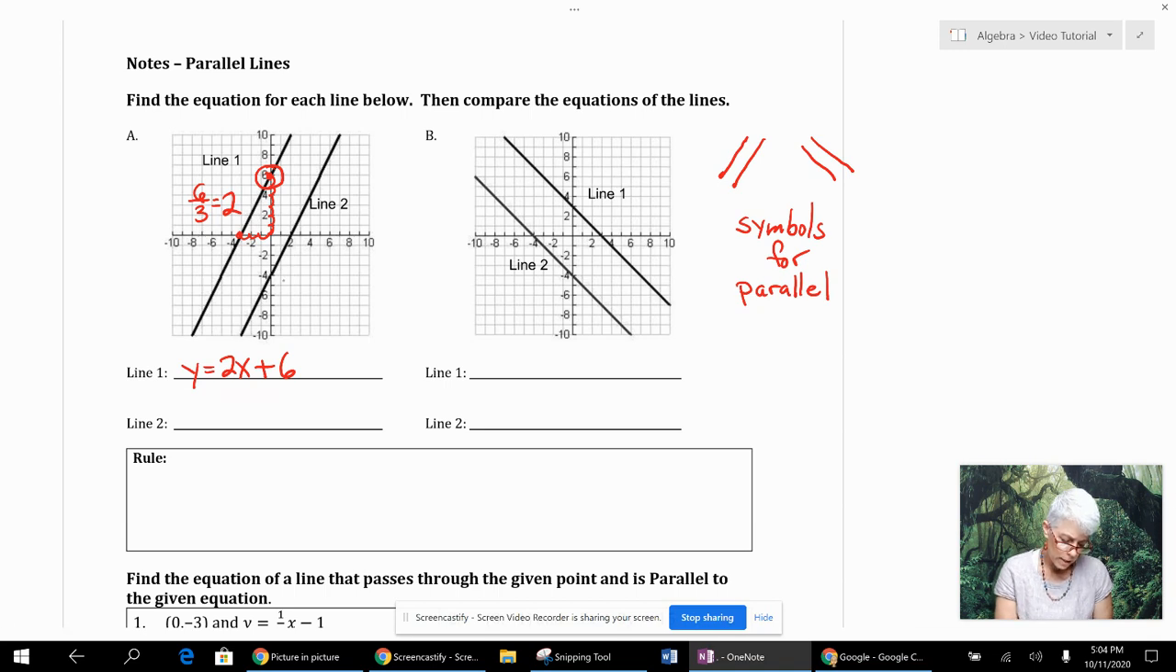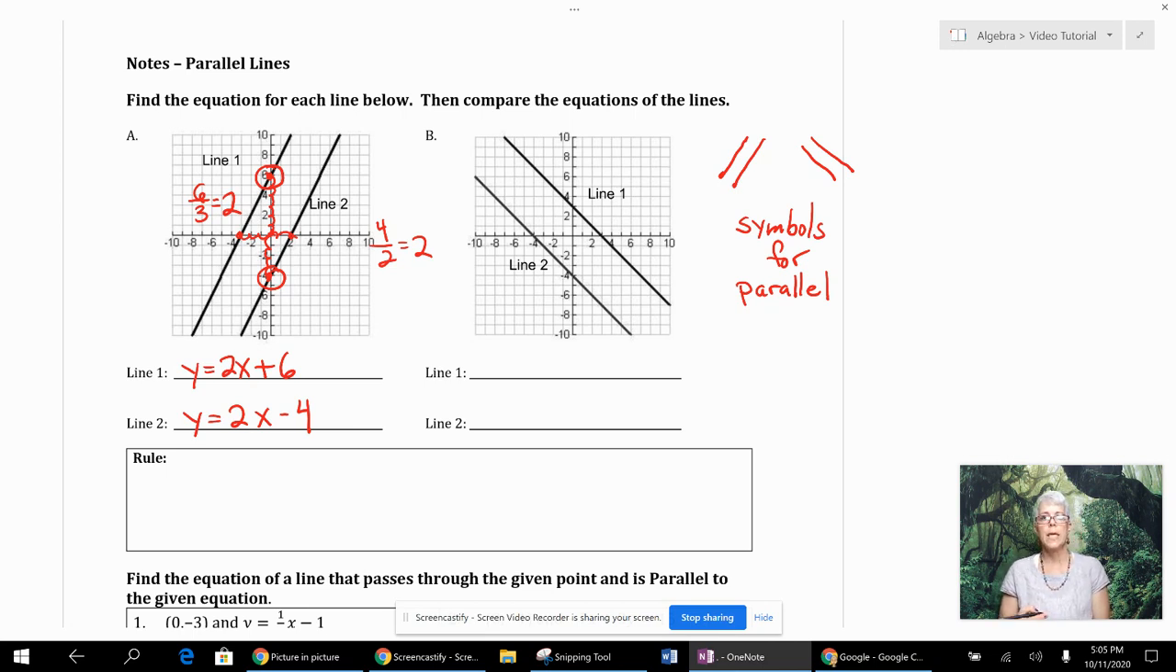Next one, we're at a -4 and a +2. So I'm going to go 1, 2, 3, 4. That's my rise. 1, 2, that's my run. Again, it's 2. I can see that the y-intercept is at -4. So y equals 2x minus 4. What do you notice? This slope is the same. This slope is the same, but the y-intercept is different.